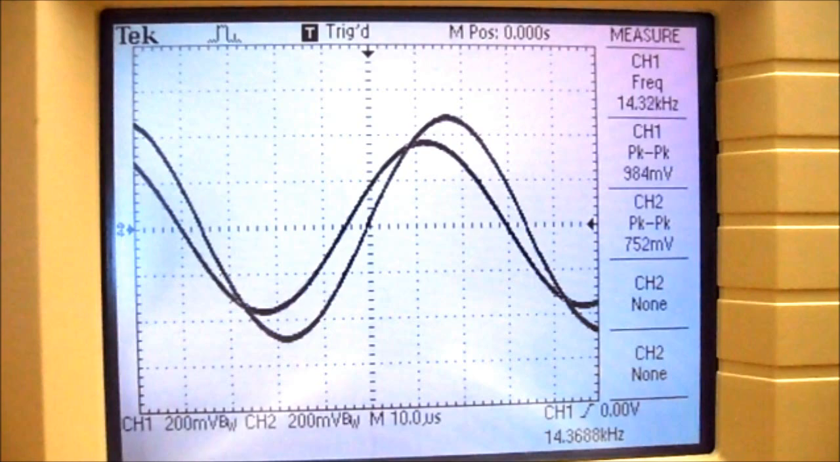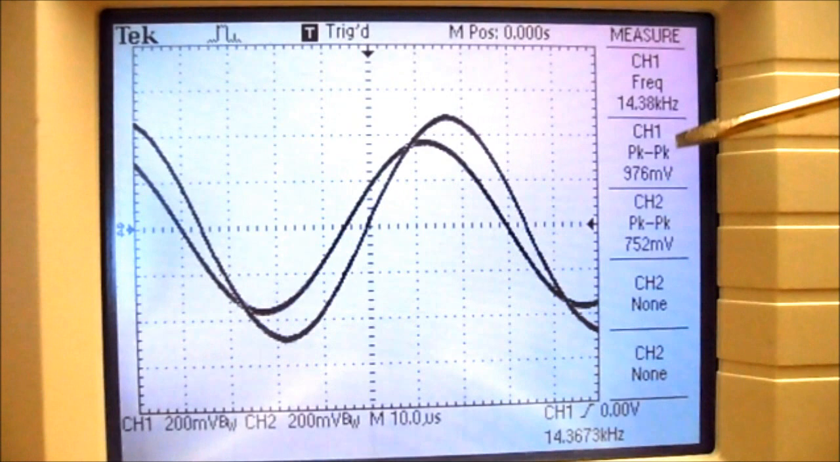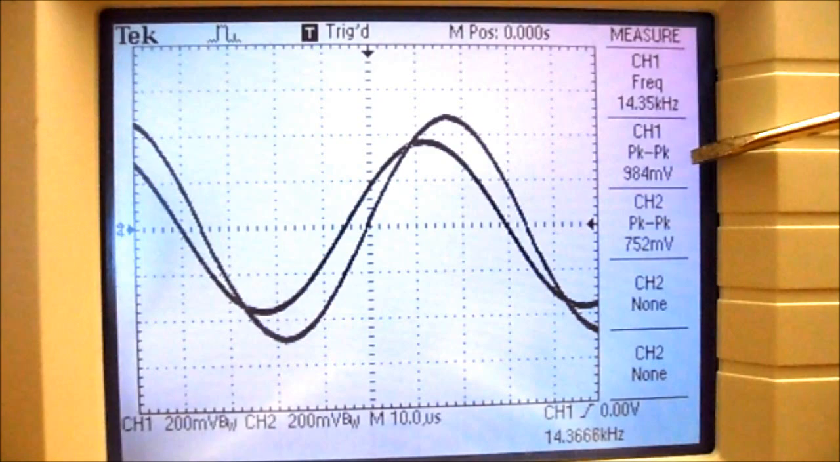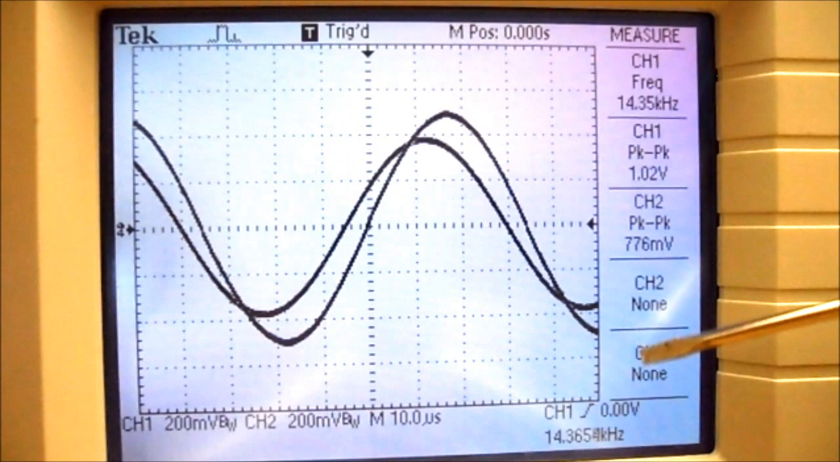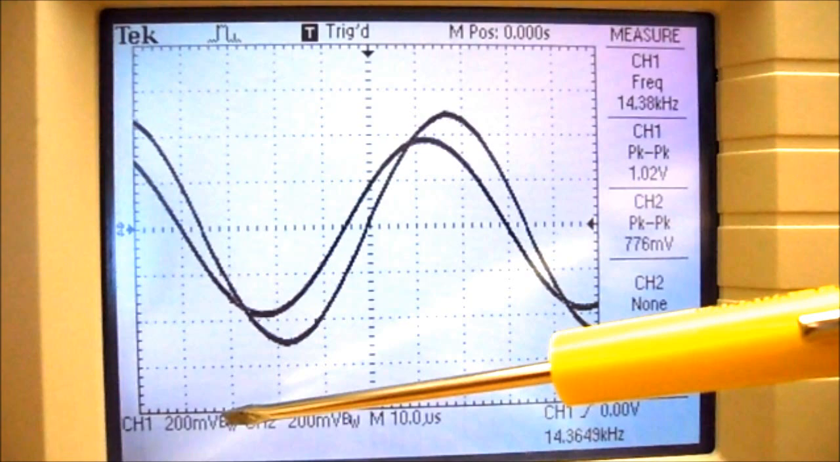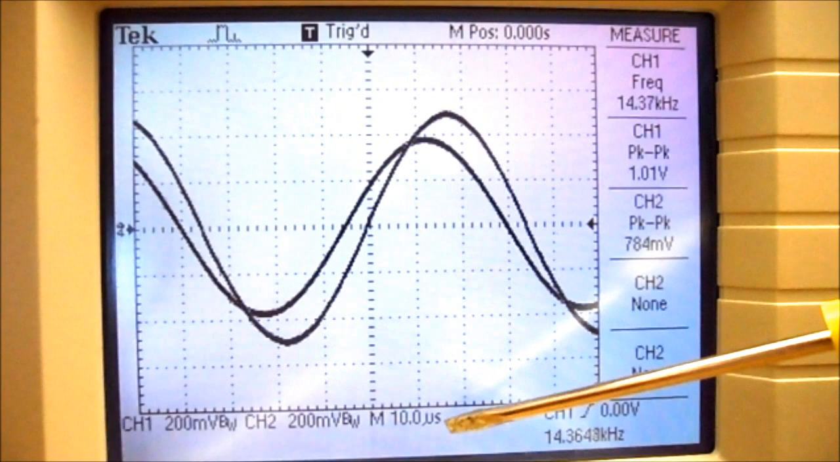And this is the basic setup of my oscilloscope. You can see I have the measure button activated, so channel 1's at about 14.4 kilohertz. Channel 1, you need to adjust it so it does say 1 volt peak to peak. Channel 2, we're not worried about at the moment. It's going to be slightly less than 1 volt peak to peak, and the other two we're not worried about. You can see I have my volts per division set at about 200 millivolts per division, and my time base, or my seconds per division, is 10 microseconds per division.